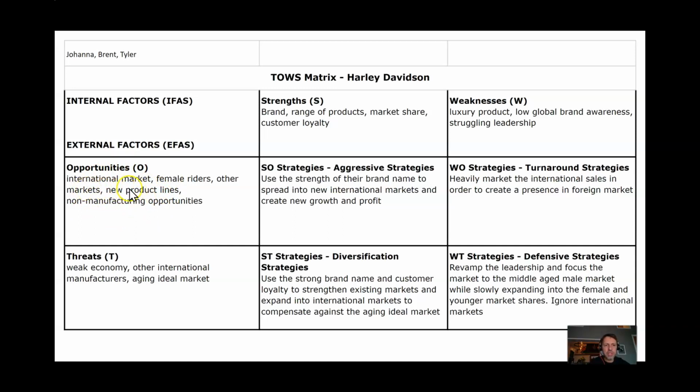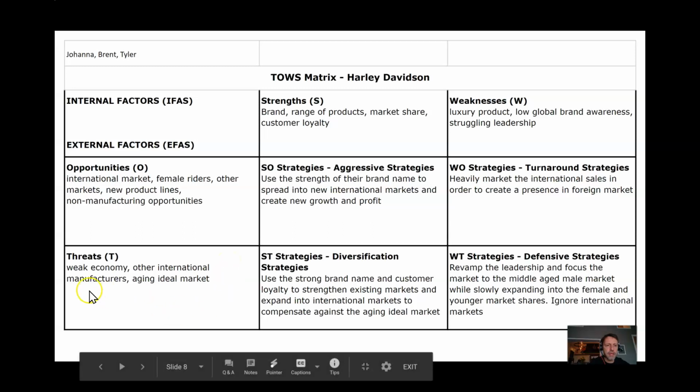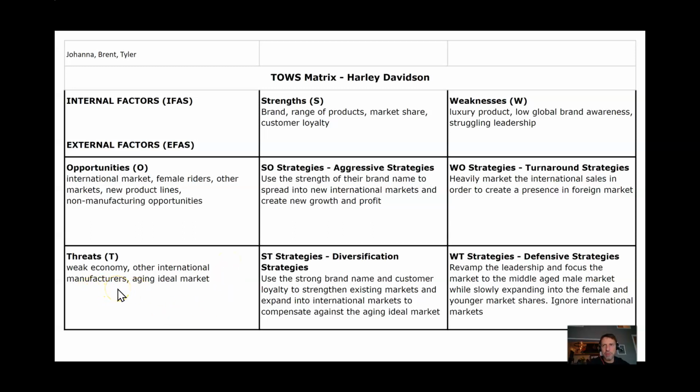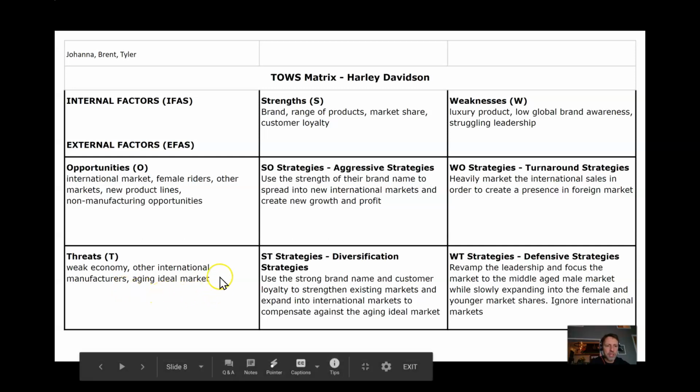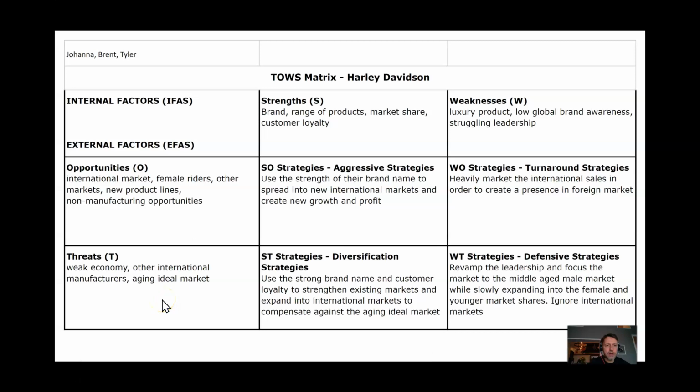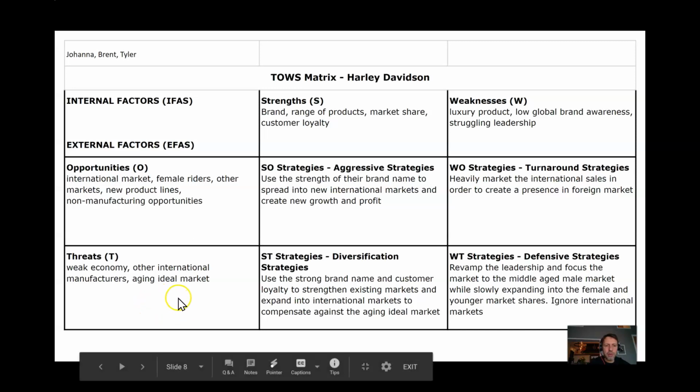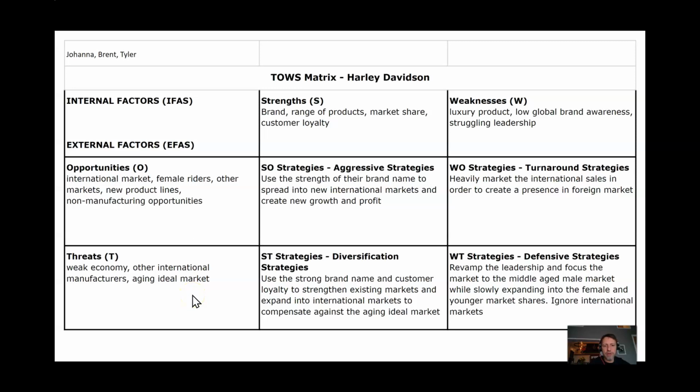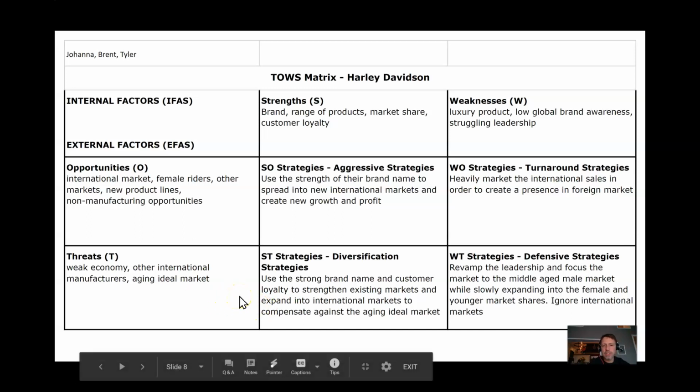There are some opportunities in the international market, in female riders, and new product lines, including non-manufacturing opportunities such as Harley Davidson financing. And then some threats: a weakening economy. In fact, the case ends right as we're about to go into a global recession. The other international manufacturers, so competition, and the ideal market for them is aging, and that makes the future ability to sell the number of bikes they have in question.